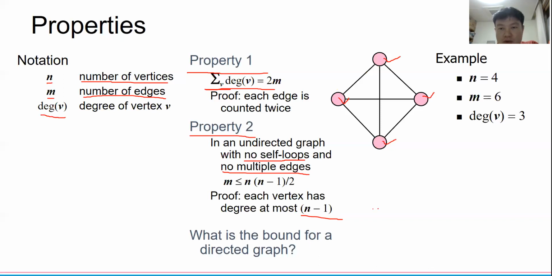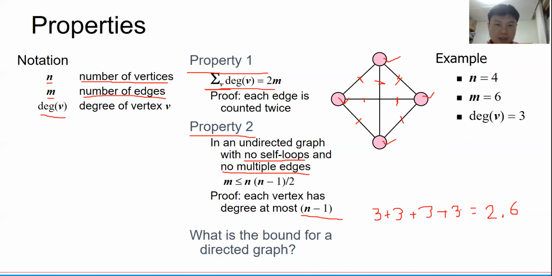Okay, so it means 3 plus 3, and then plus 3, and then plus 3. It will be equal to 2 multiplied by m. M is the number of edges, so we have 1, 2, 3, 4, 5, oh sorry, 1, 2, 3, 4, 5, 6. Okay, there are 6, so we have 2 multiplied by 6, which is the same as 3 plus 3 plus 3 plus 3. So it's 12. What about the second property?